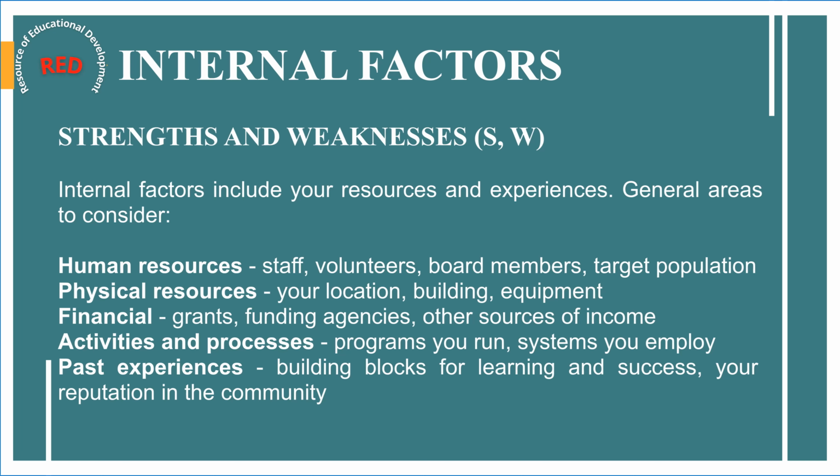Area 2, physical resources, your location, building, equipment. Area 3, financial, grants, funding agencies, other sources of income. Area 4, activities and processes, programs you run, systems you employ. Area 5, past experiences, building blocks for learning and success, your reputation in the community.